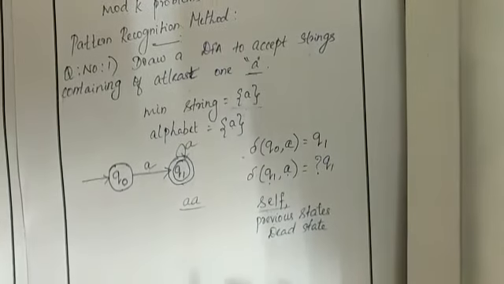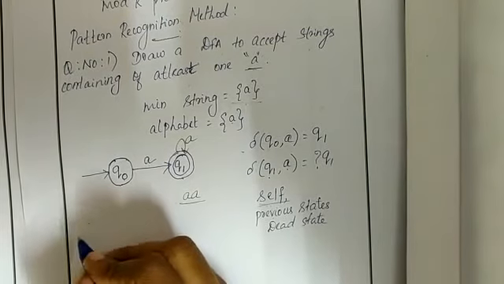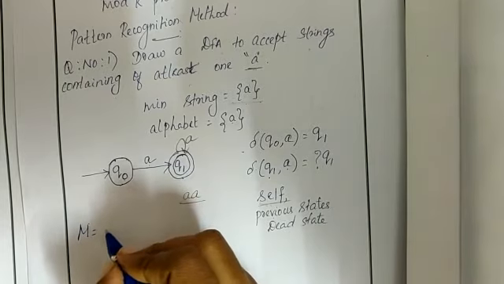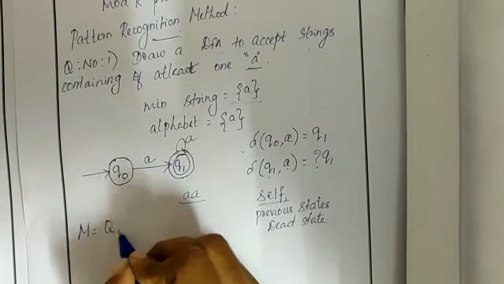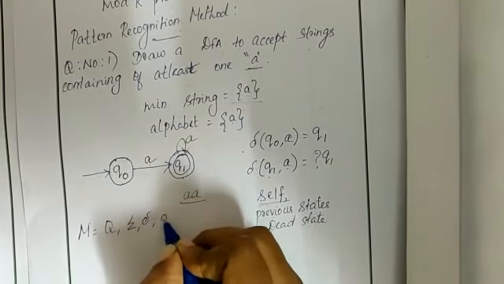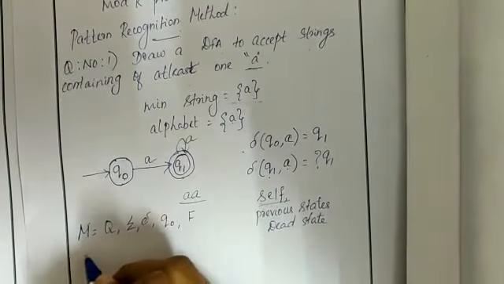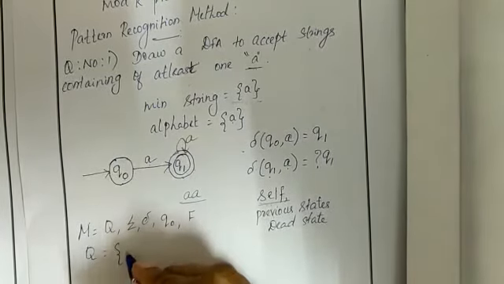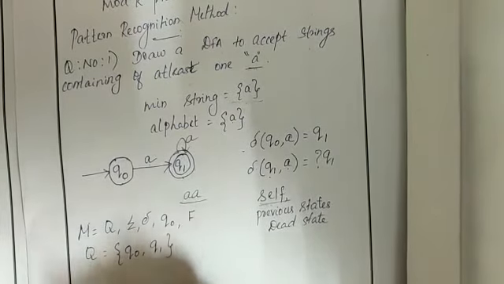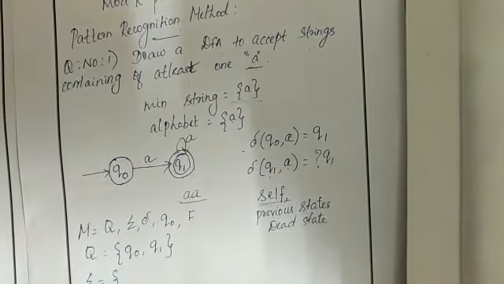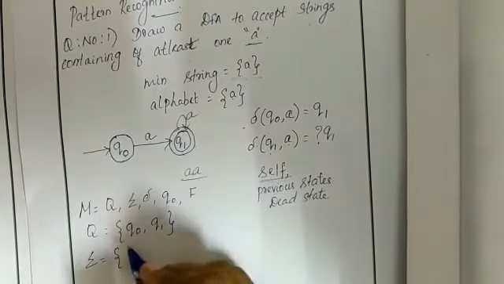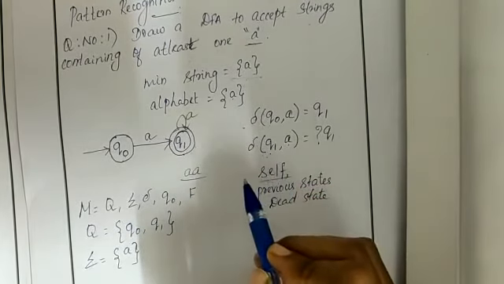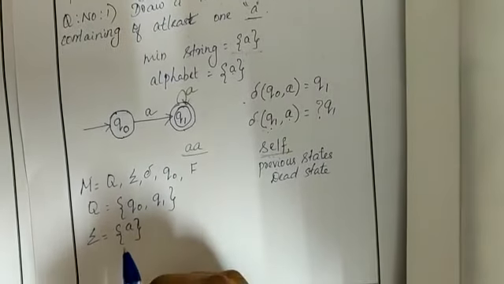Now I have to finish my DFA. You have to write the conclusion. Machine is equal to, you know what a DFA is? It is a 5-tuple machine with Q, sigma, delta, Q0 and F. What is Q? The states in my DFA. How many states do I have? Q0 and Q1. And what is sigma? My alphabet. What is your alphabet here? Only A. And delta, the transitions: you have to write these two transitions.